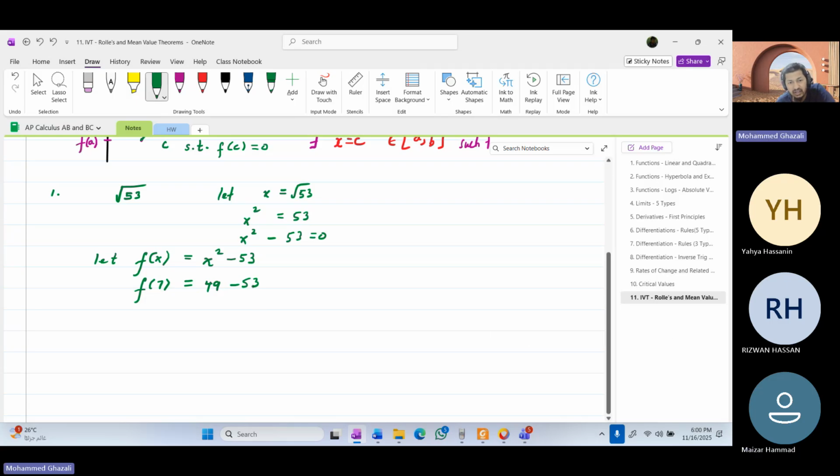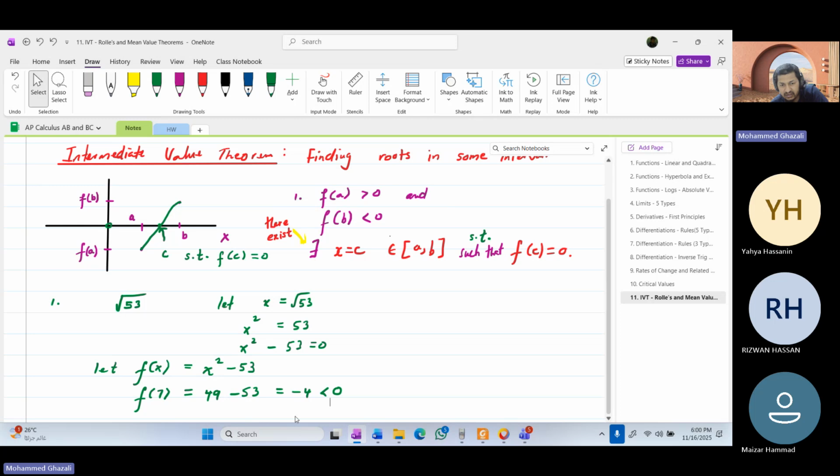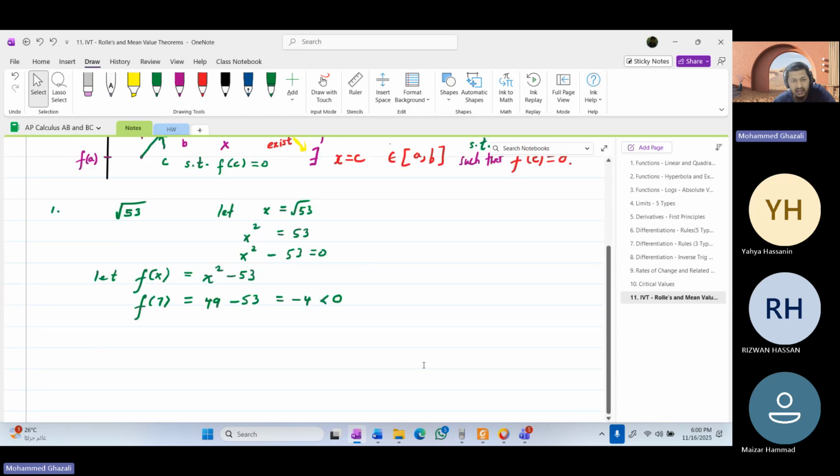f of 7 is 49 minus 53, we can see that the value is -4, which is less than 0. So what's the condition for the intermediate value theorem? One value negative, one value positive. So we got a negative value already. That's great. And if I substitute f of 8, we are getting 64 minus 53, which is equal to 11, which is greater than 0.